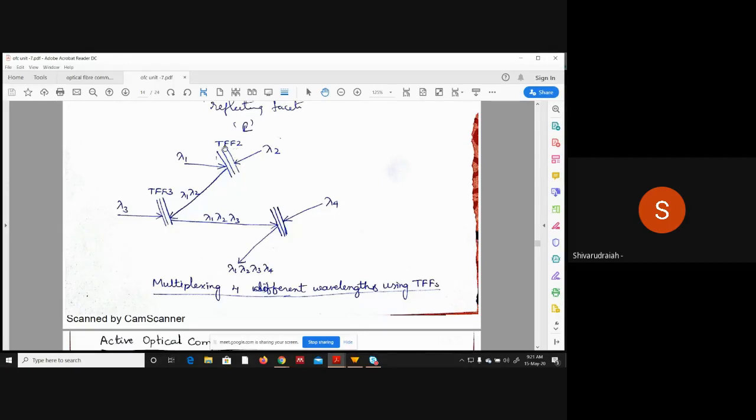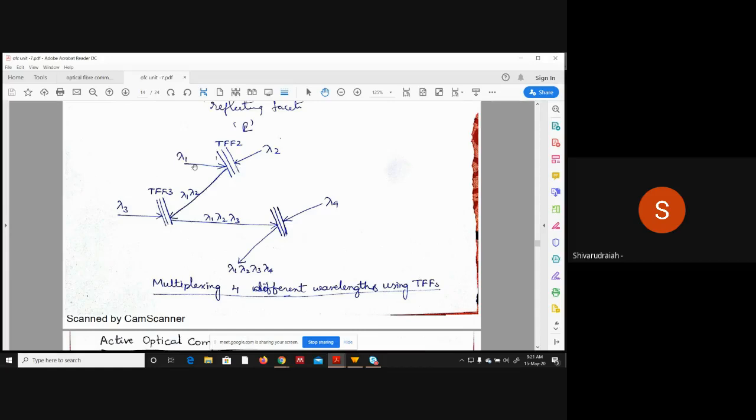So for TFF2, you can see on the left hand side, lambda 1 is incident on thin film filter 2, but because thin film filter 2 is designed to transmit only lambda 2, it will reflect all other wavelengths. So lambda 1, which is incident on thin film filter 2, will be reflected. Okay, and you need to position these thin film filters in such a way that the reflected light is incident on the next thin film filter. So that is the way the arrangement has to be done with respect to these thin film filters.